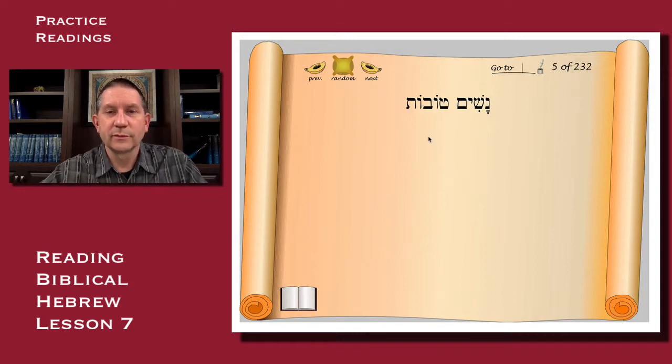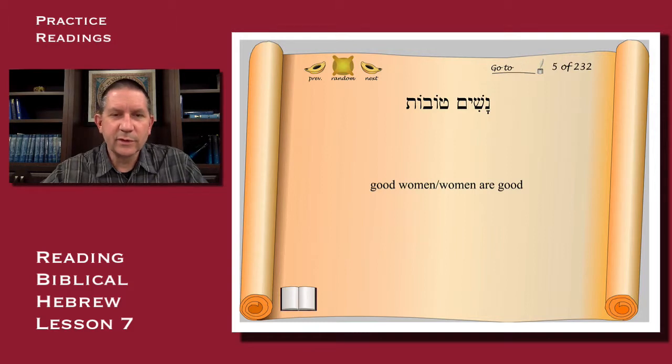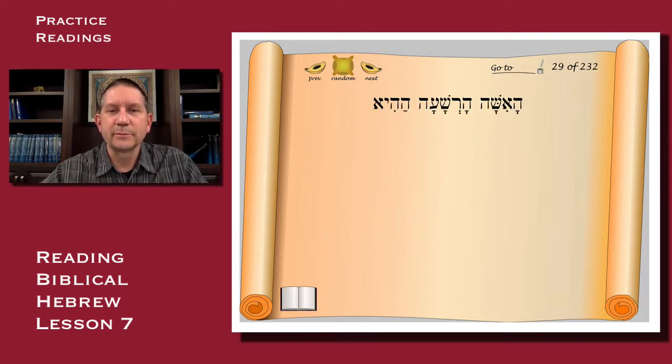Nashim tovot. Now we already did this one, but women, good ones, and it could potentially be women are good, but in all likelihood, it's good women. Ha'isha harisha'a hahi. So the woman, the wicked one, that one, that wicked woman.